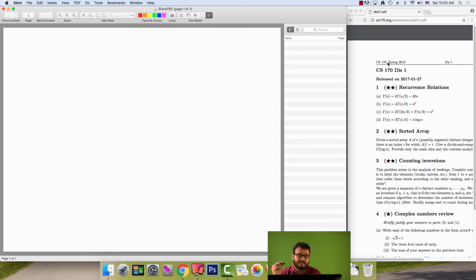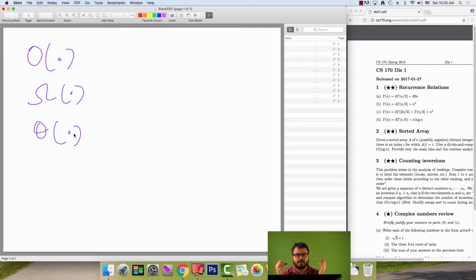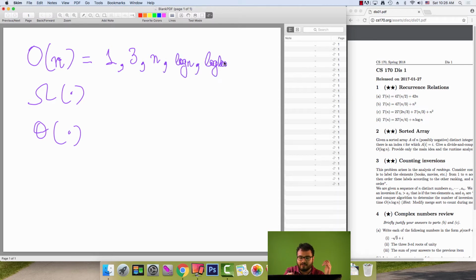All right, that being said, let's get started with a little bit of a mini lecture. First of all, let's review what O notation, omega notation, and theta notation mean. When we say that a function is O of something, let's understand this with an example. Let's say O of n. What this means is that the function is upper bounded by n. So for instance, the function 1, or any constant really, 3, n, log n, but not n squared, because n squared is not upper bounded by n.